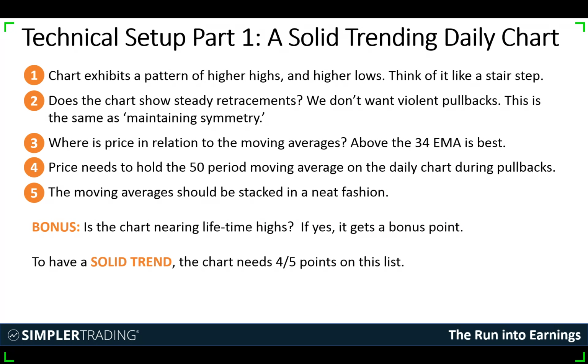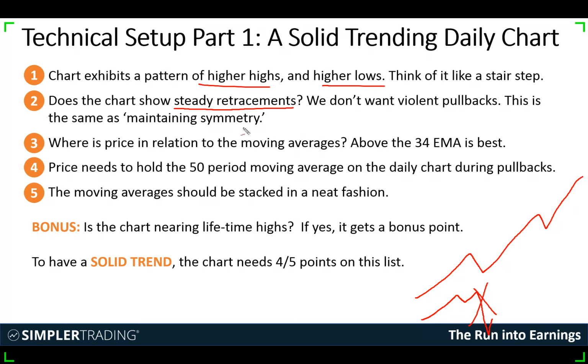So when we're looking at a chart, how do we quantify the trend? Well, you want to look for a pattern of higher highs and higher lows. You're looking for an overall stair step. What about steady retracements? Steady retracements are really important in the context of higher highs and higher lows. You don't want higher highs, boom, and then like death, like Johnson & Johnson. That's not a steady retracement. That's a violent pullback. For a solid trend, you want a pattern of higher highs, higher lows, like a stair step. You also want steady retracements.